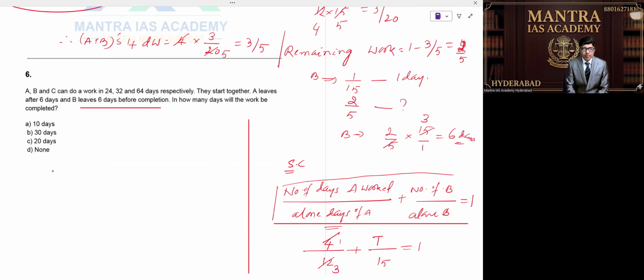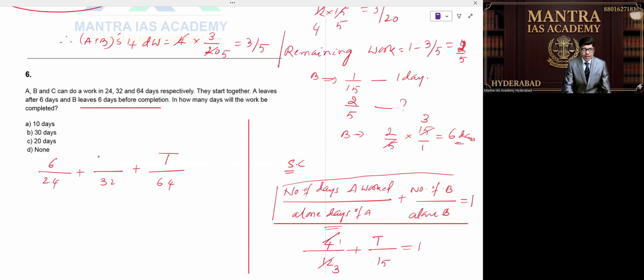First step: this is 24, this is 32, and finally 64. Now the conclusion: A leaves after 6 days, so he worked only 6 days. From the beginning to the end, C was there, his total number of days is T days. B leaves 6 days before the work is complete, so B worked 6 days less than C.